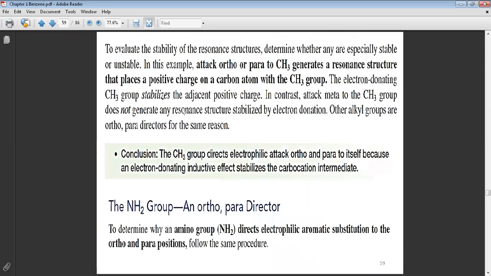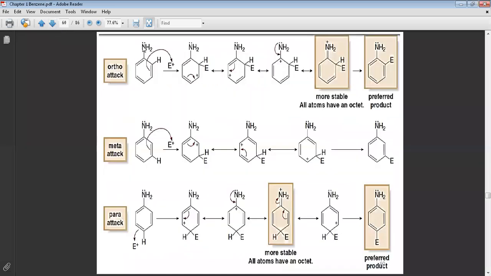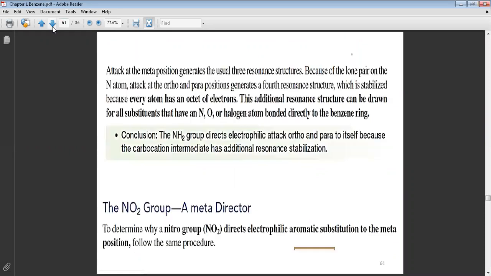Look here, he said you can try at home. Try to replace NH2 with OH and draw ortho, meta, para. Also replace the NH2 with a halogen and draw all the resonance structures for the ortho attack, meta attack, para attack. Okay, nitrogen, oxygen, and halogen, the same thing.